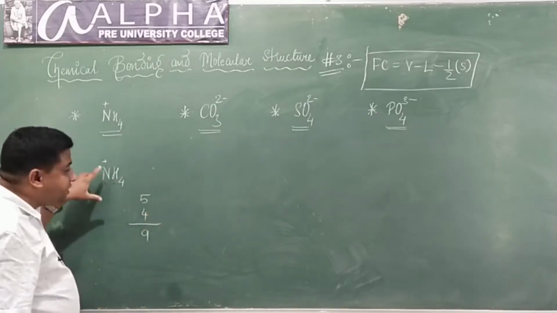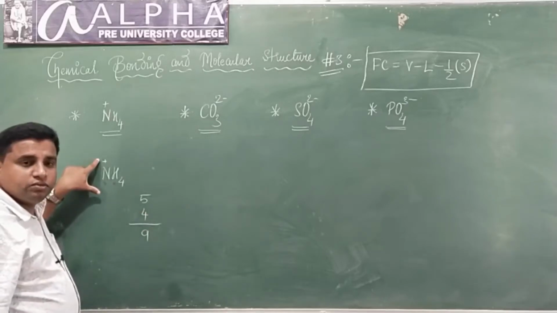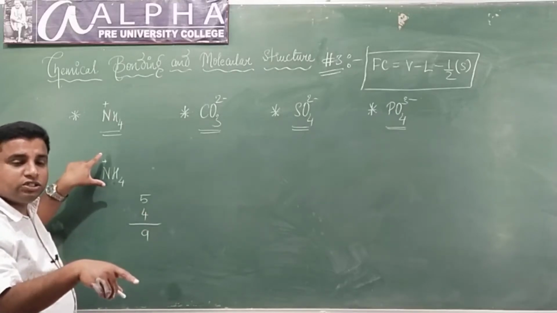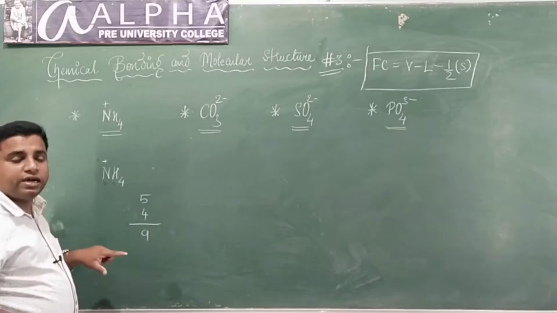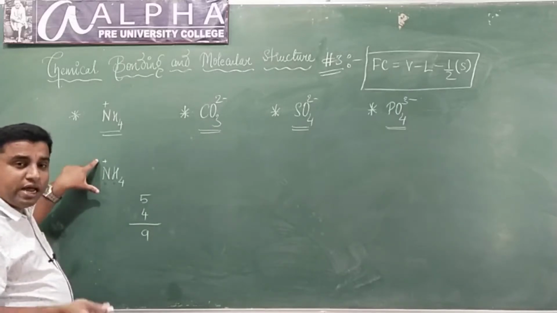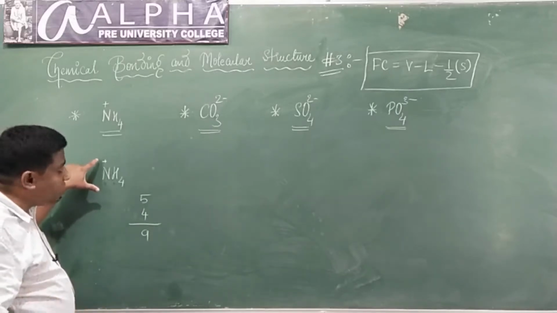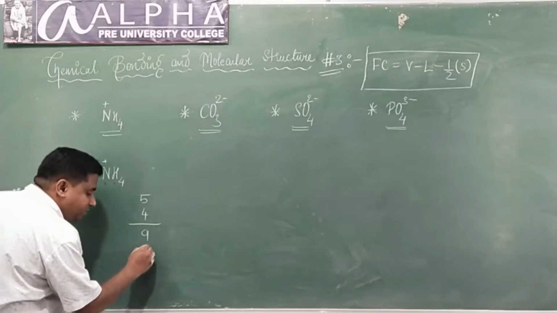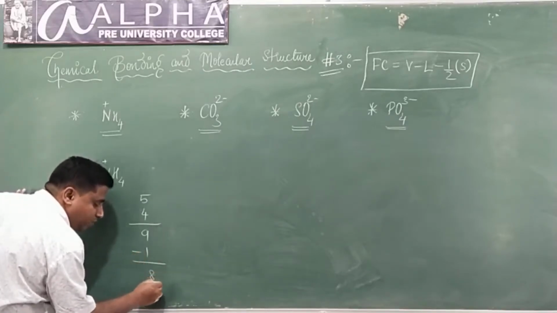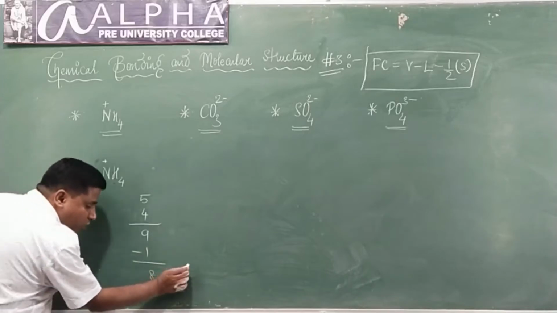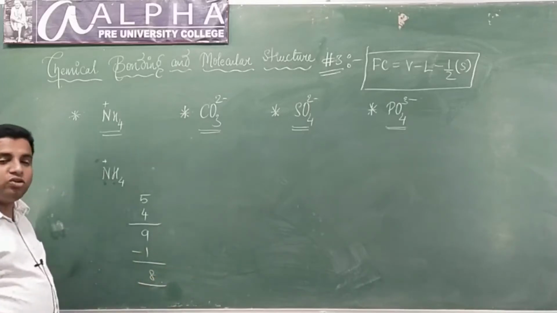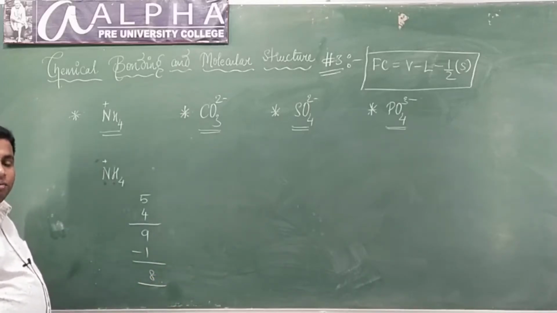But see, students, there is a positive charge. If there is a positive charge, we should subtract that charge. If there is one positive charge, subtract 1. That means the total number of valence electrons is going to be 8 now. Are you getting my point?